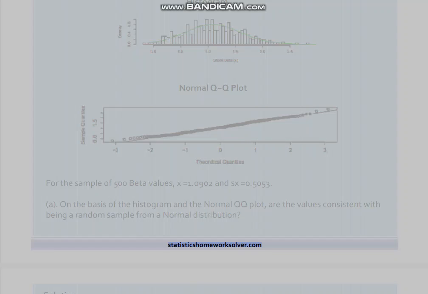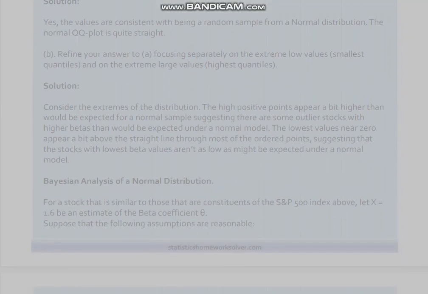Solution. Yes, the values are consistent with being a random sample from a normal distribution. The normal QQ plot is quite straight. B. Refine your answer to A. Focusing separately on the extreme low values, smallest quantiles, and on the extreme large values, highest quantiles.